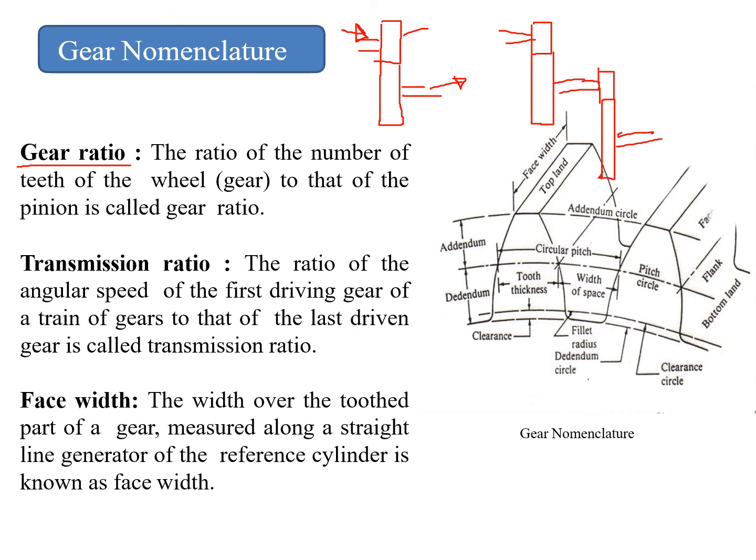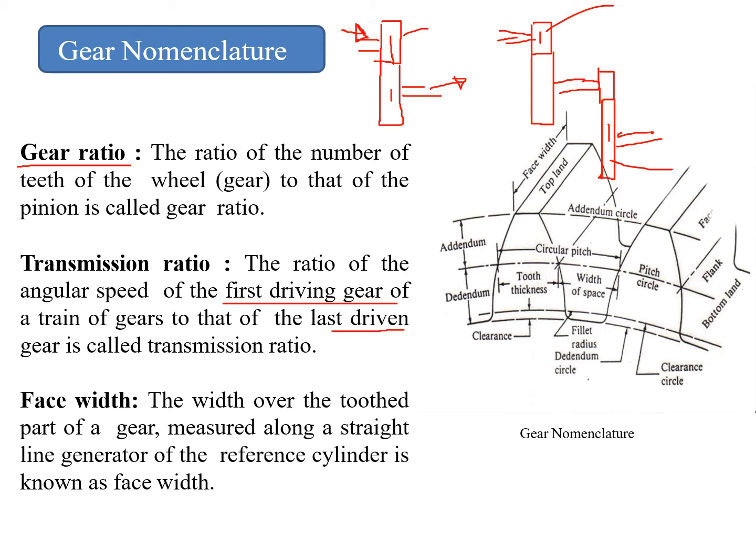So in this case, the transmission ratio will be this speed upon this speed. I hope you can differentiate between these two. The statement was first driving gear upon last driven gear. In the single stage case this is the first and this is the last, but in the two stage case this is the first and this is the last.